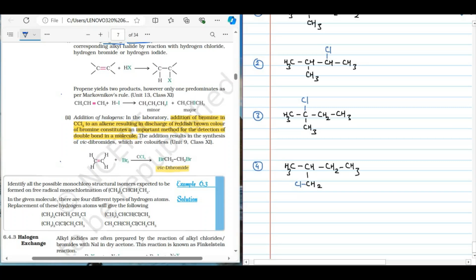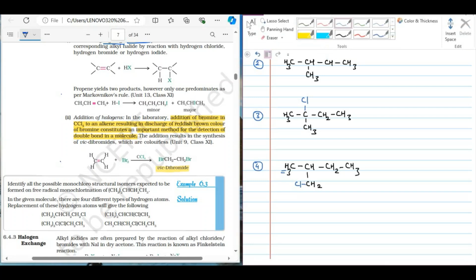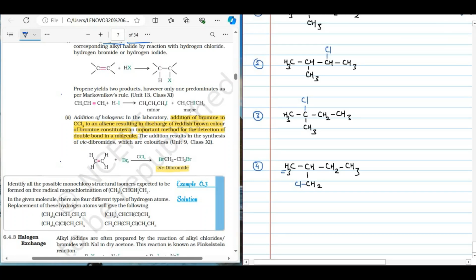If I want to replace this hydrogen with chlorine, I will get the same structure. So let's try to draw the same structure. CH2 single bond CH, this is CH3, CH2, this is CH3. If I replace this hydrogen with Cl, I will get this structure. Now to convince yourself that both the structures are identical, write down the IUPAC name of both the molecules.